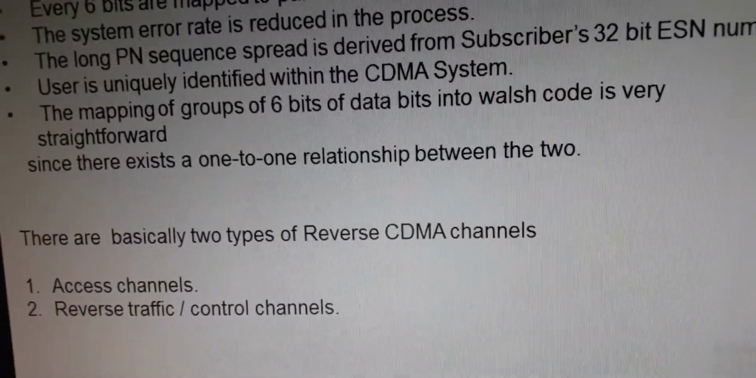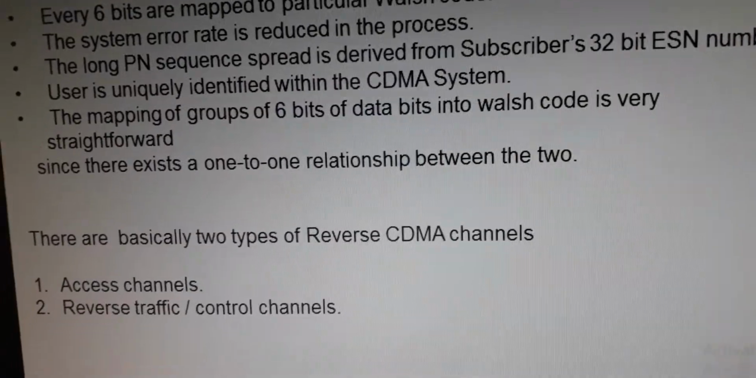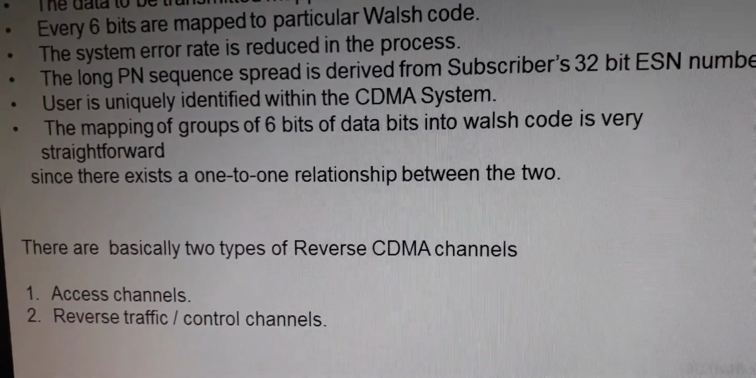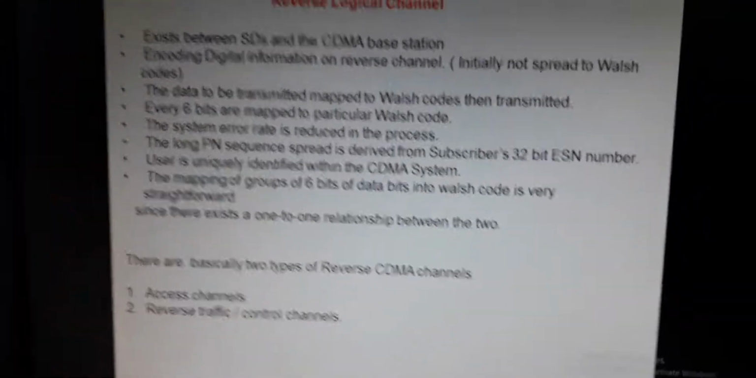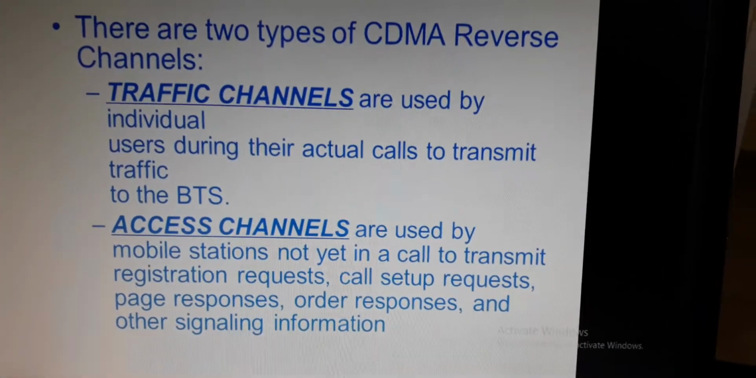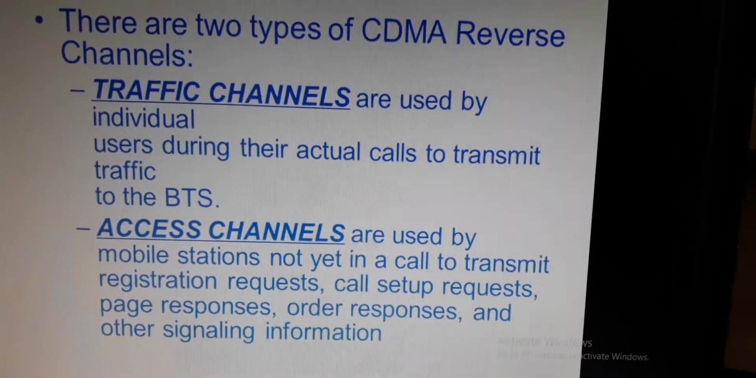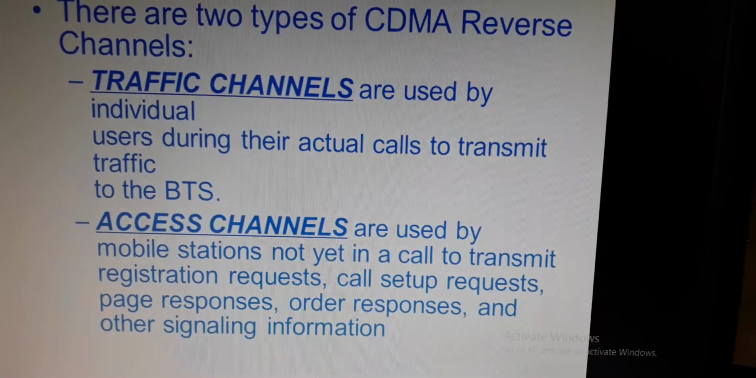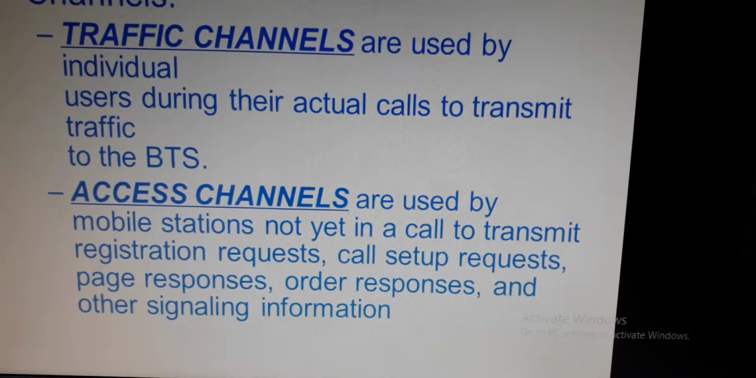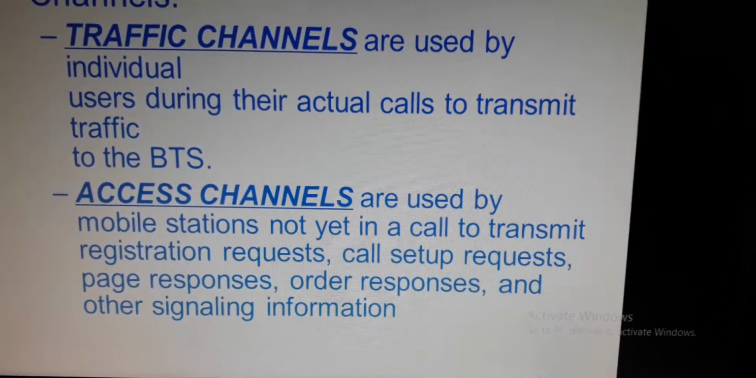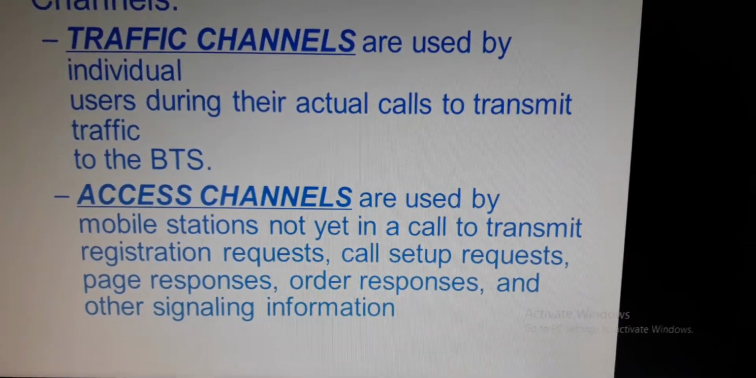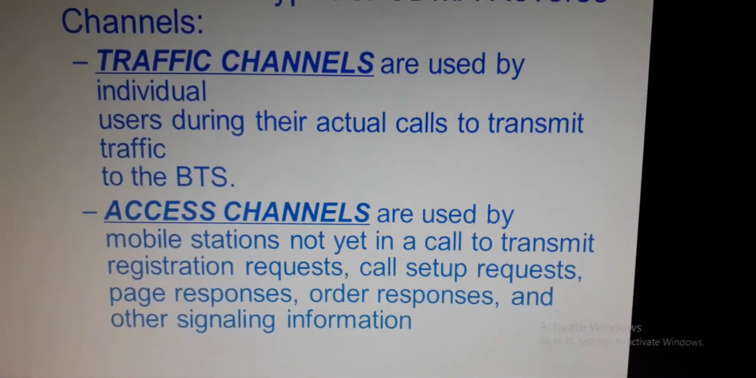There are 2 channels in the reverse CDMA channels: traffic channels and access channels. Here it is a reverse traffic control channel. Traffic channels are used for transmitting the calls, whereas access channels are used from the mobile station for call setup request, paging response, order response, and signaling information.